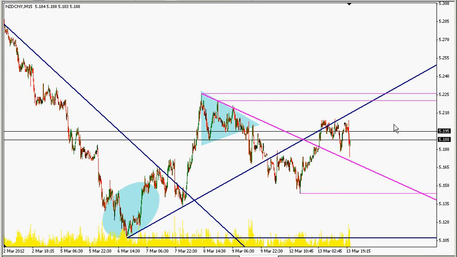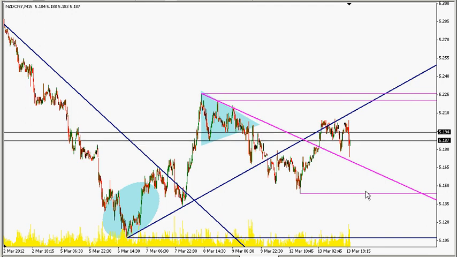Here, I still prefer the long side in this currency. Here, the stop. Of course, you can also create the stop here if you're not so hungry or don't want to have so much risk in your trade. The target should be here above. And interesting, to come to an end.